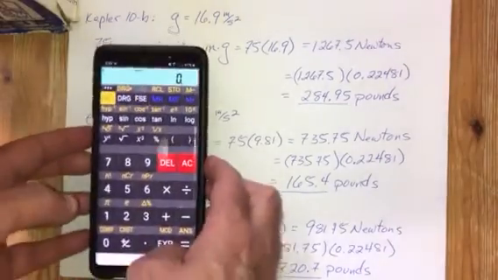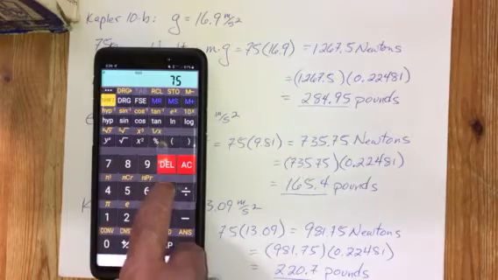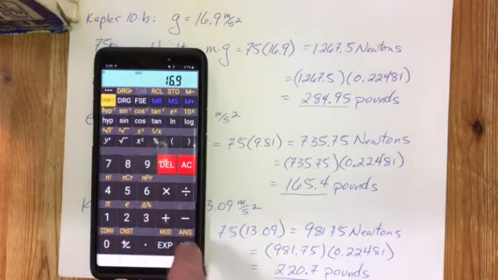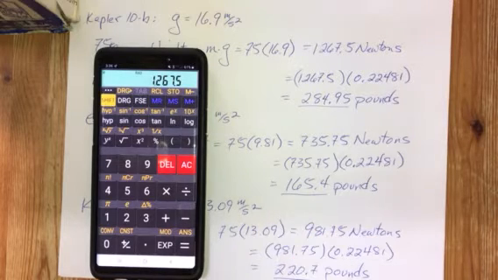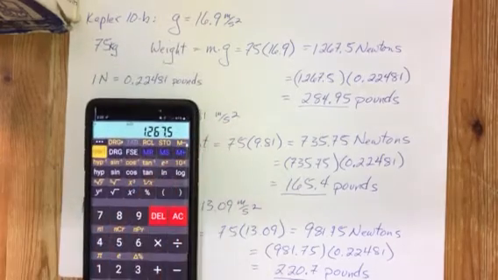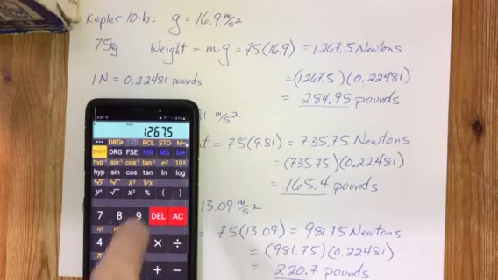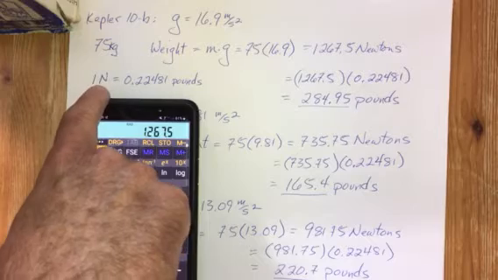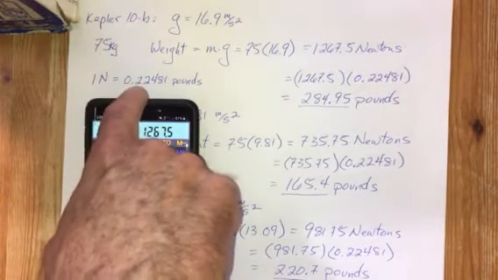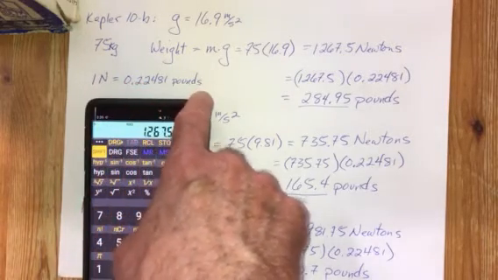Okay, let me move this over a bit. We would have 75 times 16.9, and we get that answer that's displayed, which is 1,267.5 newtons. Now, the measure of weight that you're most commonly knowledgeable of is probably, at least here in the United States, we measure our weight in pounds. And so the conversion factor between newtons and pounds is that 1 newton is the same thing as 0.22481 pounds.